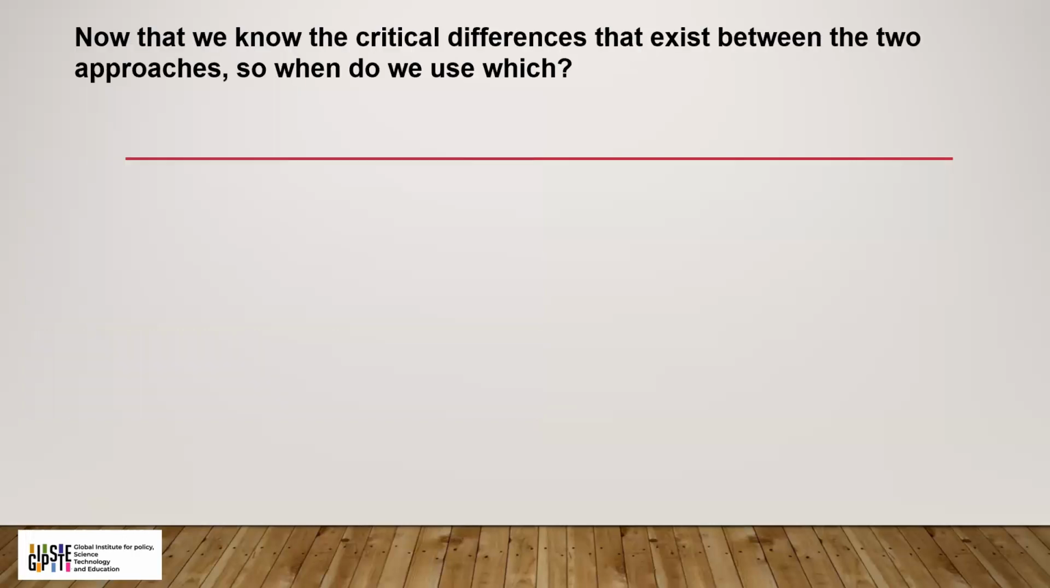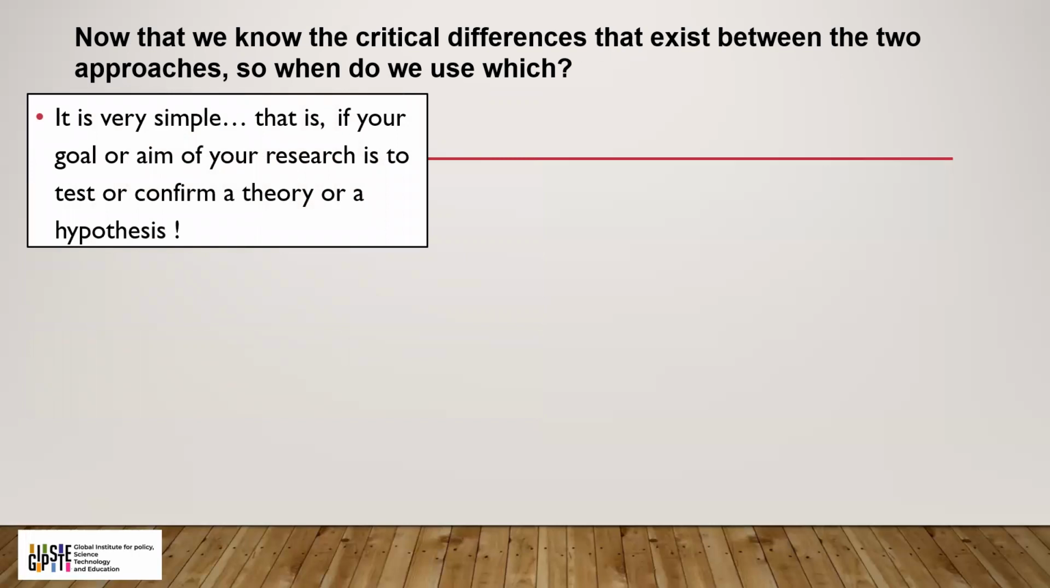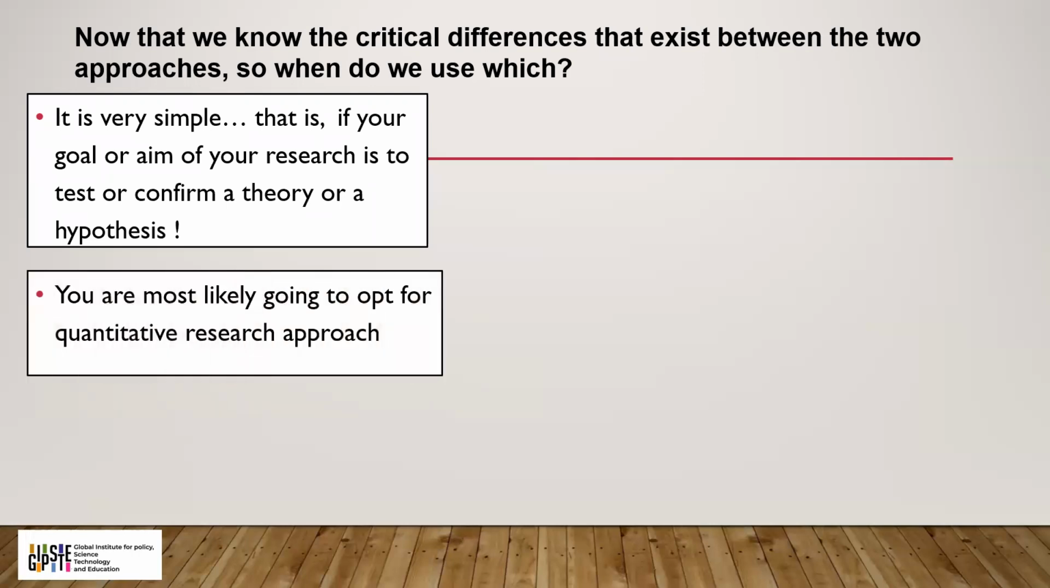Now that we know the critical difference that exists between the two approaches, when do we use which? It is very simple. If your goal or your research aim is to test or confirm a theory or hypothesis, then you should go for a quantitative research approach. Because once you are likely to test a theory or hypothesis, you will most likely opt for the quantitative approach, since you saw from the previous slides that it allows you as a researcher to test a hypothesis or theory.